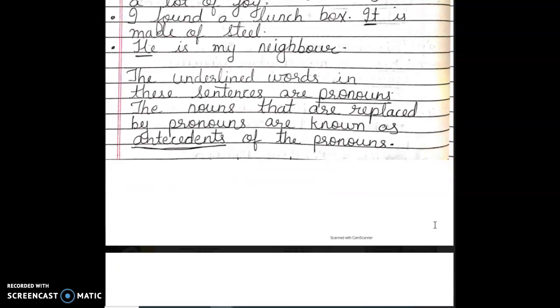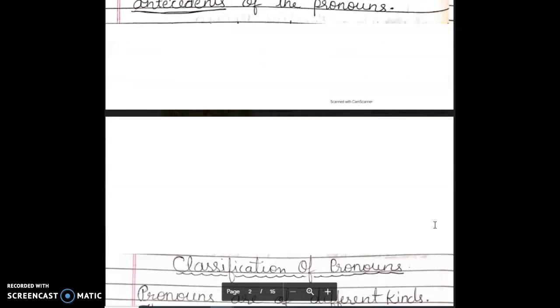Now, the underlined words in these sentences which you can see are pronouns, but the nouns that are replaced by pronouns are known as antecedents of the pronouns. That is the lunchbox, children, right? These all are said to be antecedents of pronouns.